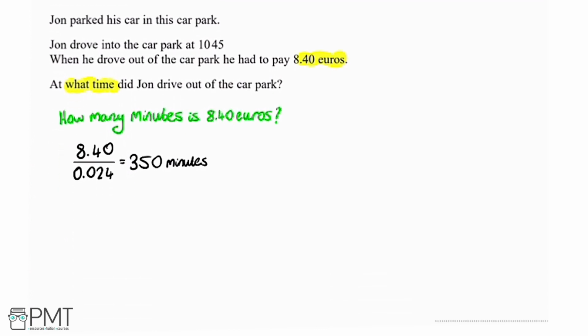So what we need to do is the time 10:45, and we've got to add on 350 minutes. It's a bit easier with times when we're working with like a round time, like 11 o'clock, 12 o'clock. To get to 11 o'clock, we need 15 minutes.